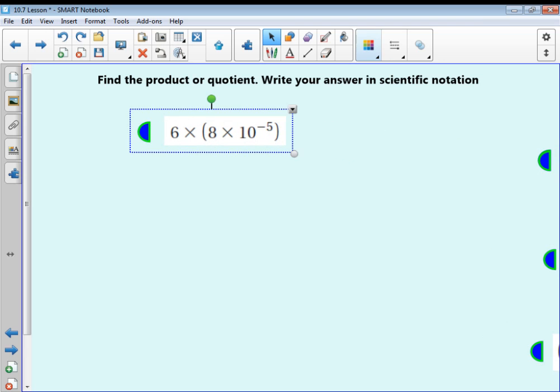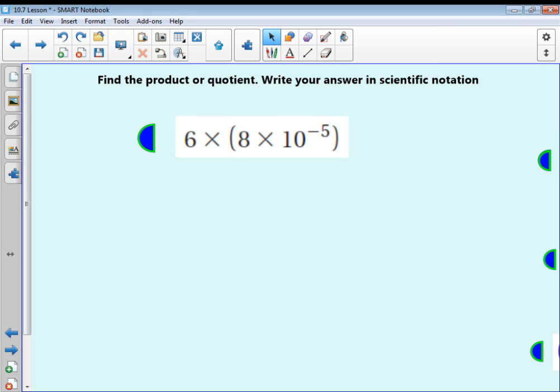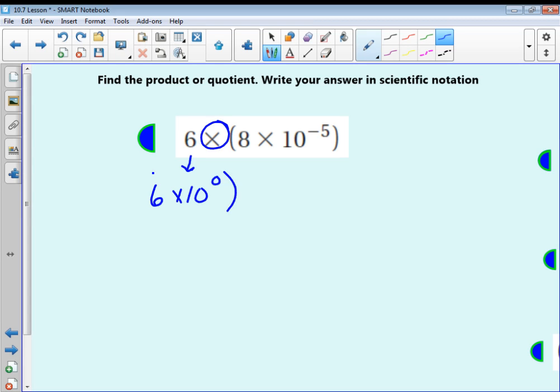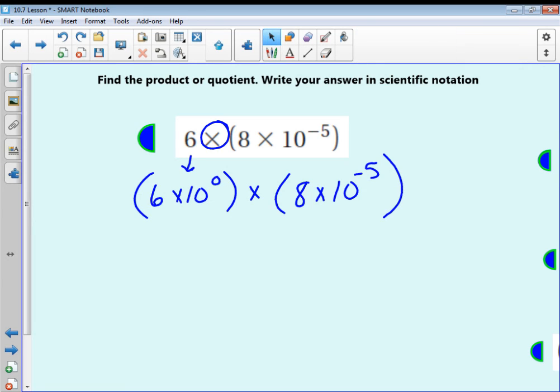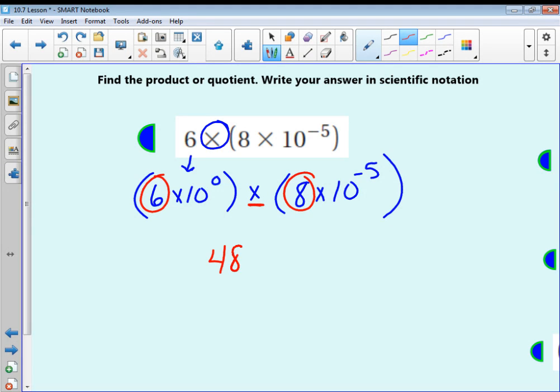Okay, so here we've got a multiplication one. I know it's multiplying because they put one of these in a set of parentheses. That 6 becomes 6 times 10 to the power of 0. Then we're multiplying, so I'm going to go times 8 times 10 to the power of negative 5. We work with the front numbers first. 6 times 8 gives me 48 times 10. And when we multiply, we add our exponents. So 0 plus negative 5 gives us still negative 5.